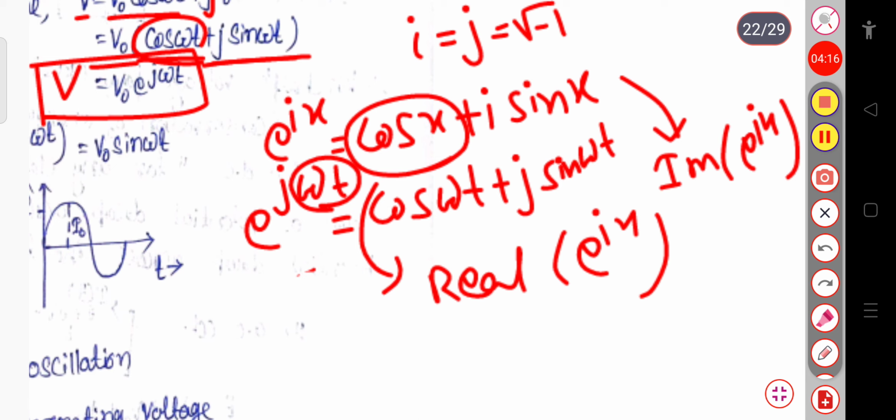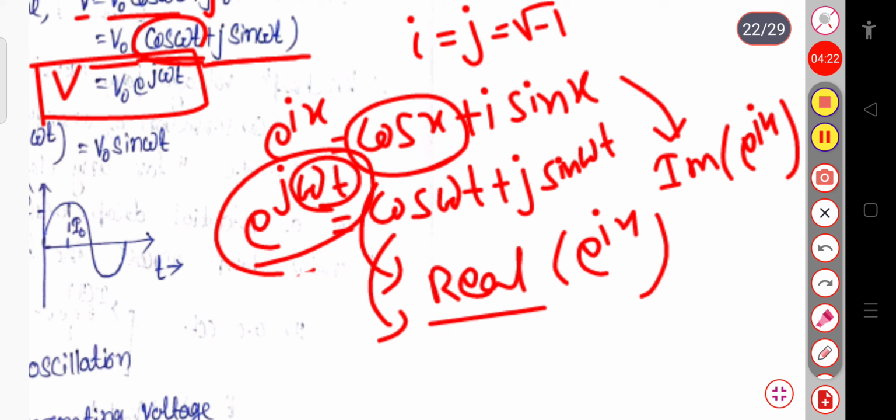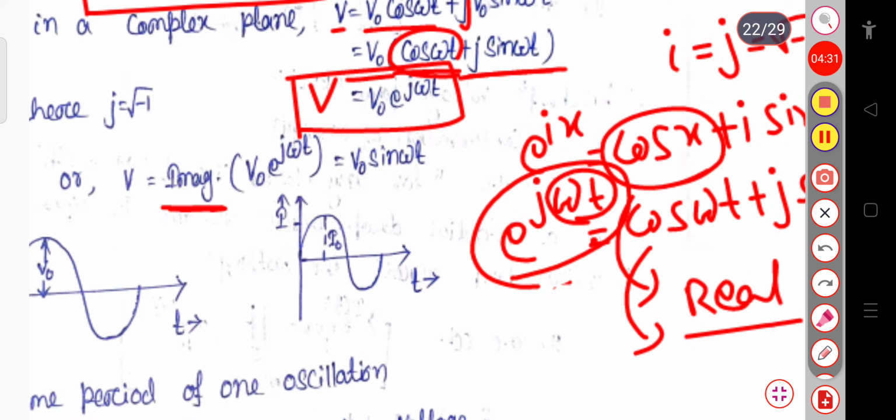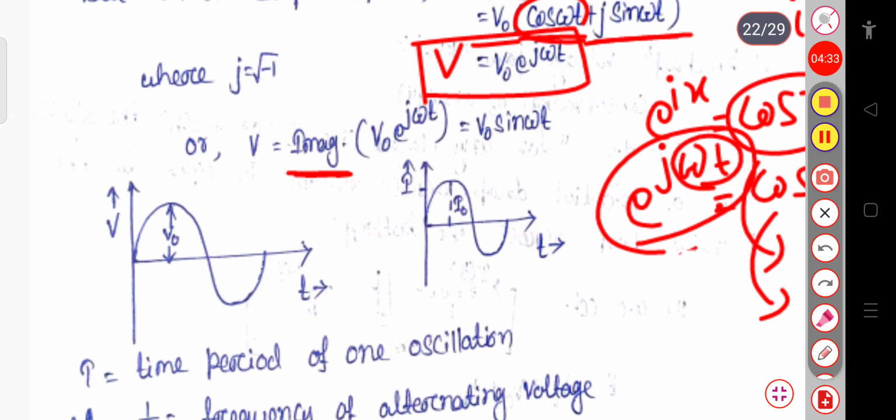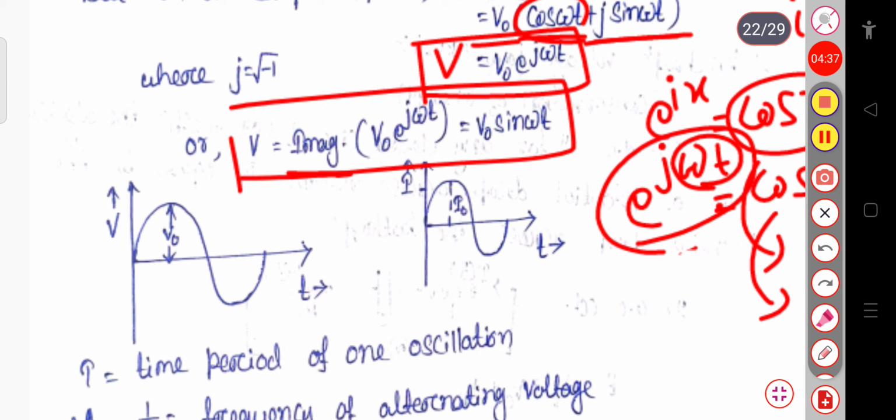So simply we can say that in this case, cos omega t will represent the real part of exponential j omega t, and sin omega t will represent the imaginary part of exponential j omega t. So here you can see this potential V equal to V naught sin omega t is equal to the imaginary part of V naught exponential j omega t.